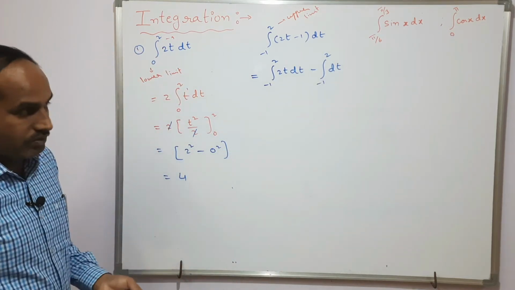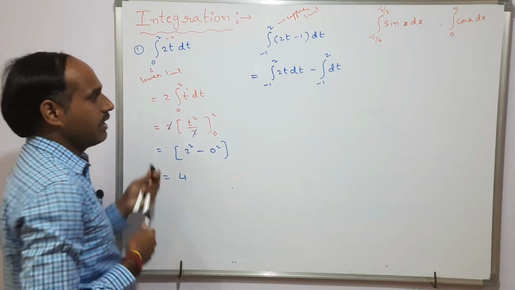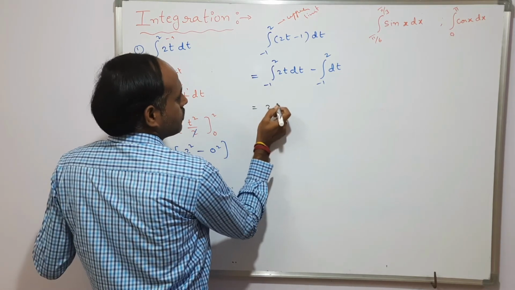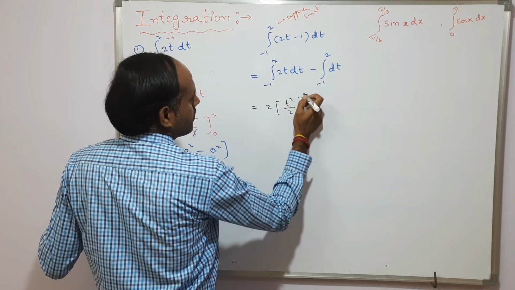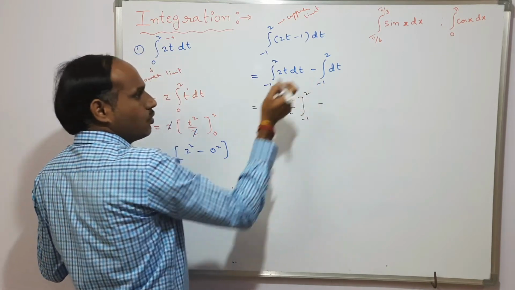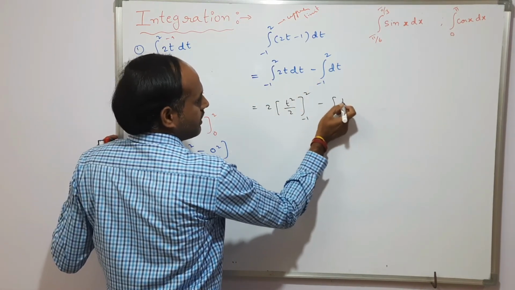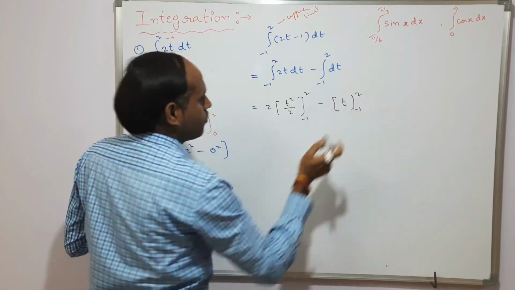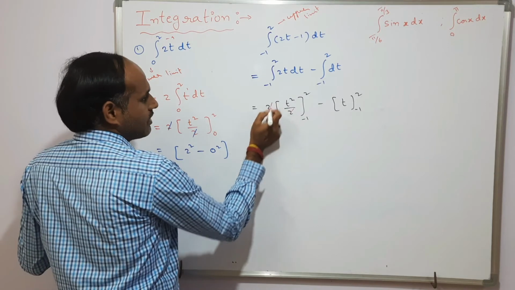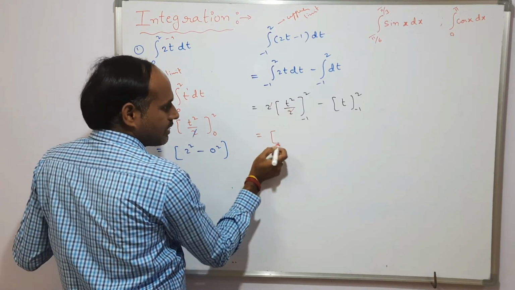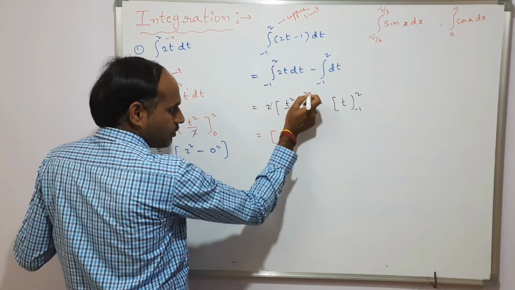Because this is a composite one, now here we can write 2 is a constant. So the integral of t dt is t squared by 2 with the limits, minus 1 by 2, from 1 to 2, minus the integral of dt, which is t with the limits minus 1 to 2 here. As this 2 gets cancelled, wherever t is present, there you should substitute the upper limit.